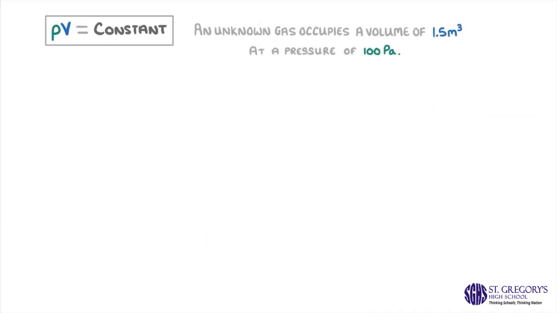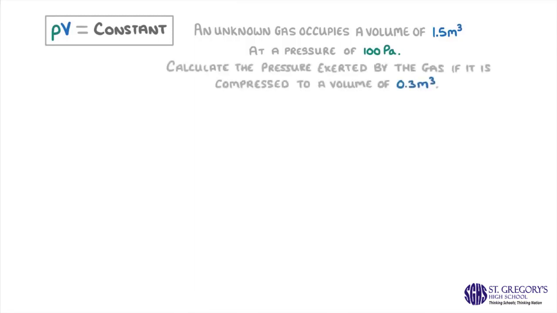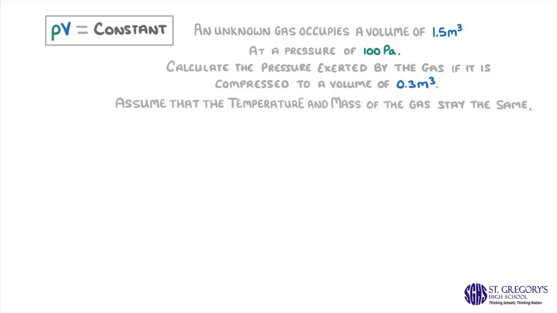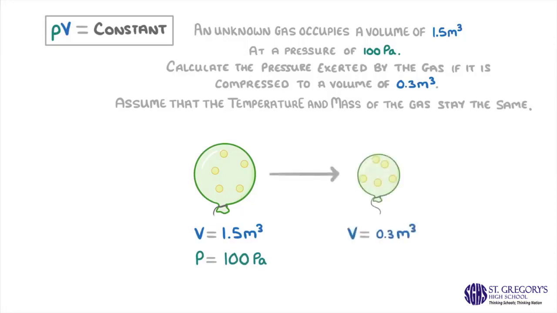An unknown gas occupies a volume of 1.5 meters cubed at a pressure of 100 pascals. Calculate the pressure exerted by the gas if it's compressed to a volume of 0.3 meters cubed. Assume that the temperature and mass of the gas stay the same. So with questions like this, it's helpful to write out what we have. Effectively, we've got 1.5 meters cubed of a gas with a pressure of 100 pascals, and then 0.3 meters cubed of gas with an unknown pressure, which is what we're trying to find.